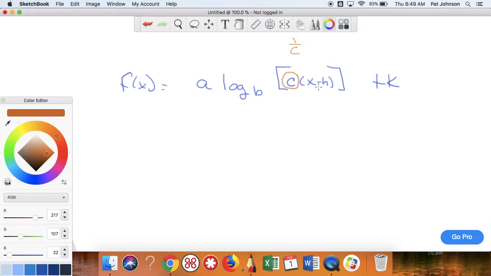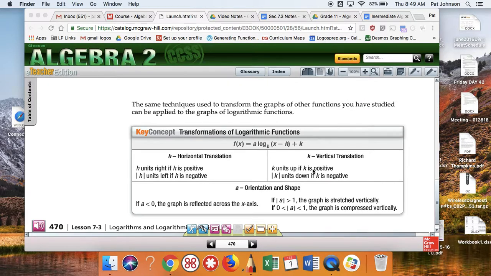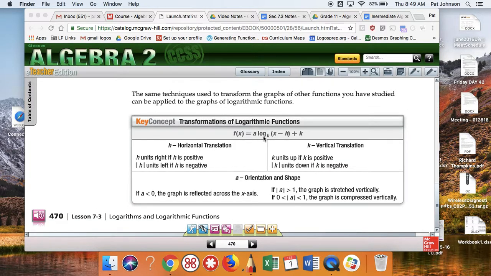All right. h tells us, did it go right or left? We take the opposite, and if it's positive, it moves to the right. If h is negative, it moves to the left. k, we take as is, which tells us our vertical translation, up or down. So this key concept box is exactly like the other ones. The only difference is our parent function is log base b of x minus h.